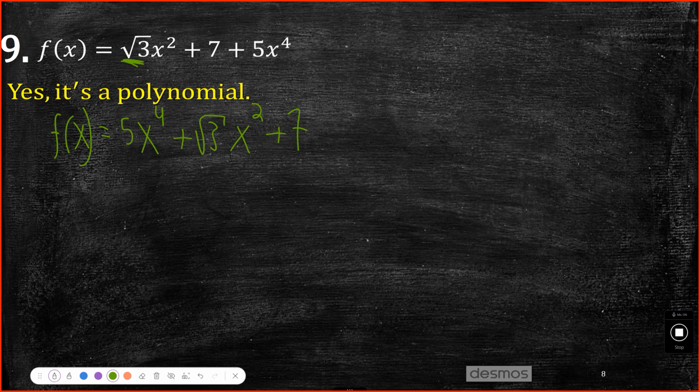What's the left-hand behavior? What do fourth degrees look like? Don't they look like a W? Didn't we talk about that? Look like a W. So what's the left-hand behavior? Right-hand behavior?